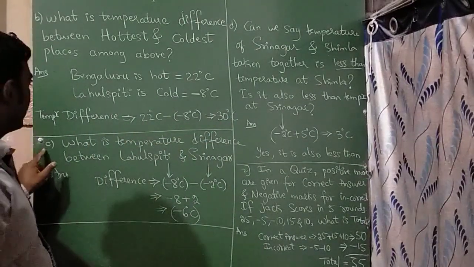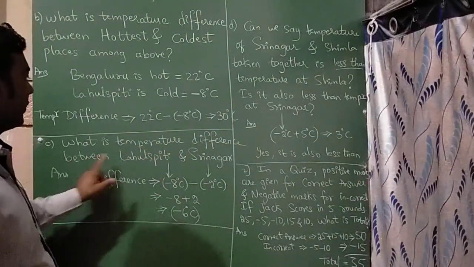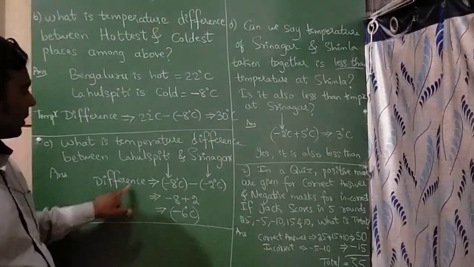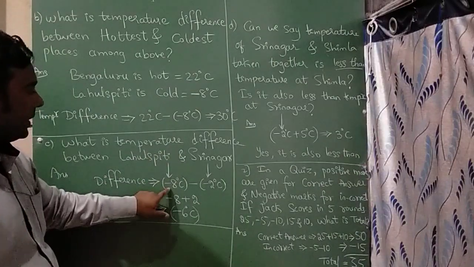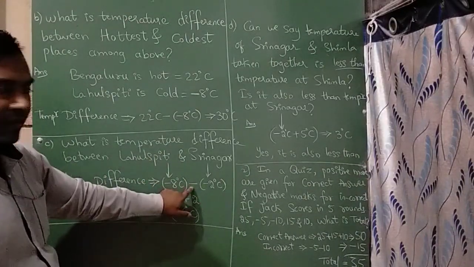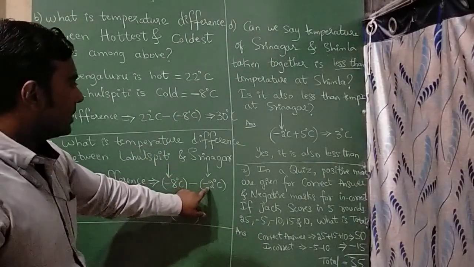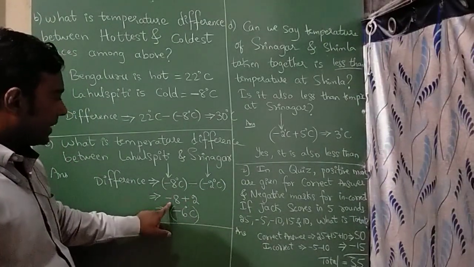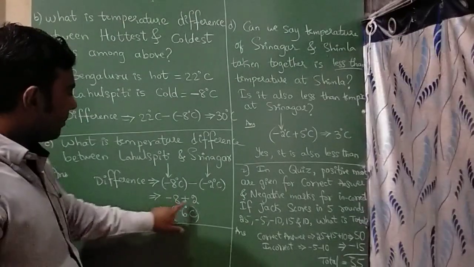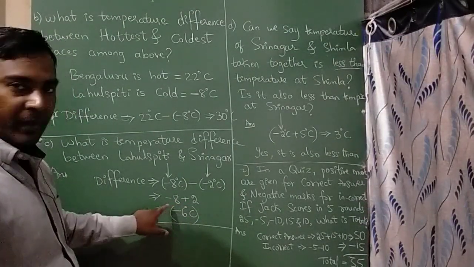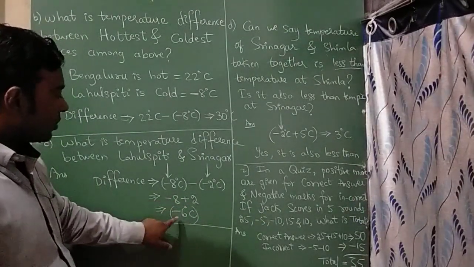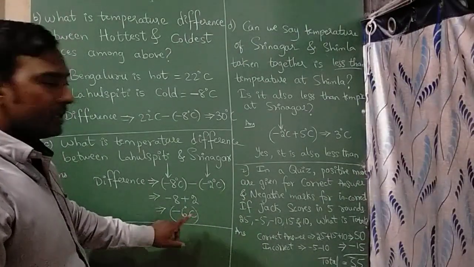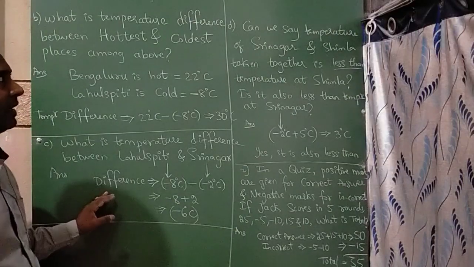So the next question is, what is the temperature difference between Lahul Spiti and Srinagar? They are asking the difference. So this is minus 8 degrees. Since it is a difference, I have written minus here, and Srinagar is minus 2 degrees. Minus into minus is plus. Minus 8 I have written here as it is. 8 minus 2 is 6. 8 is the bigger number and it carries a minus sign, so the answer is minus. So minus 6 degrees Celsius is the difference.